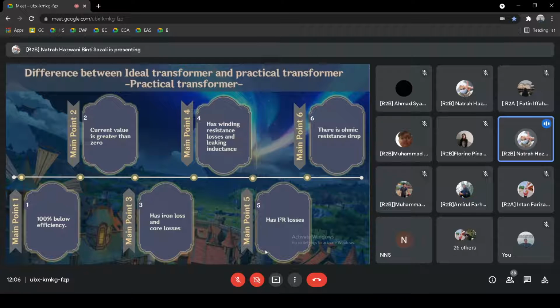The last point is ohmic resistance drop. The ohmic loss is due to the resistance to the flow of electrons in the electrodes and protons in the electrolyte. And that's all for me.